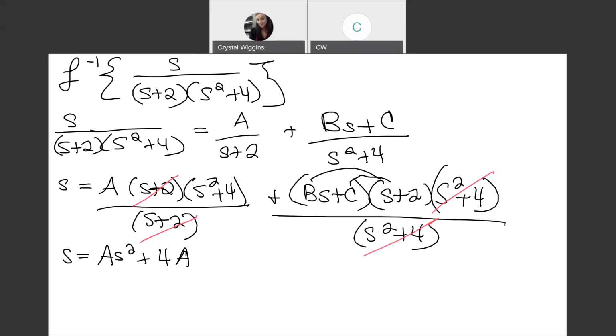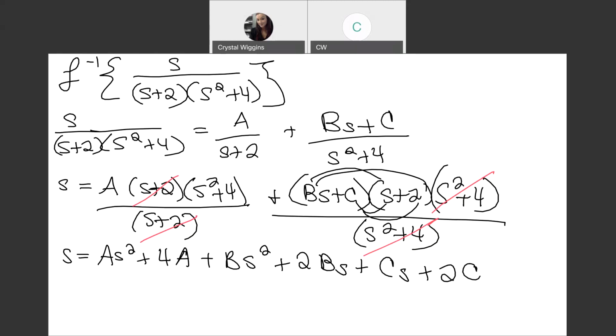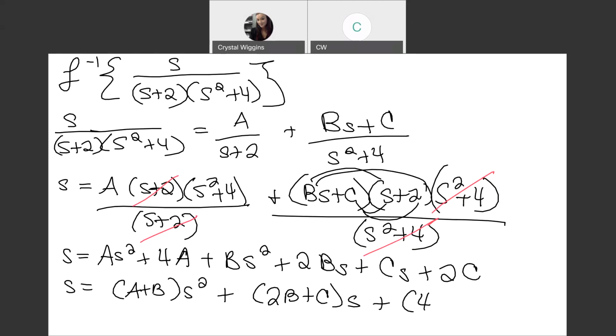And we have to do some distributing here. So we get bs squared plus 2bs plus cs plus 2c when we FOIL that out. Grouping our squareds, s's, and constants together, we get s is equal to a plus b s squared plus 2b plus c s plus 4a plus 2c. Again, we are lining these up with the coefficients on the left side. The only thing on the left side is the s term with a coefficient of 1, which means all the other ones are set equal to 0.